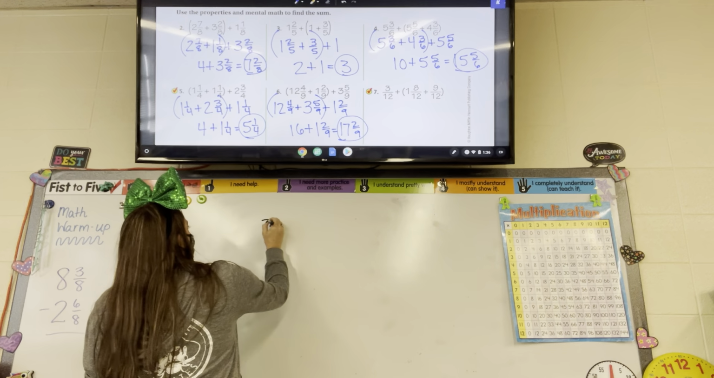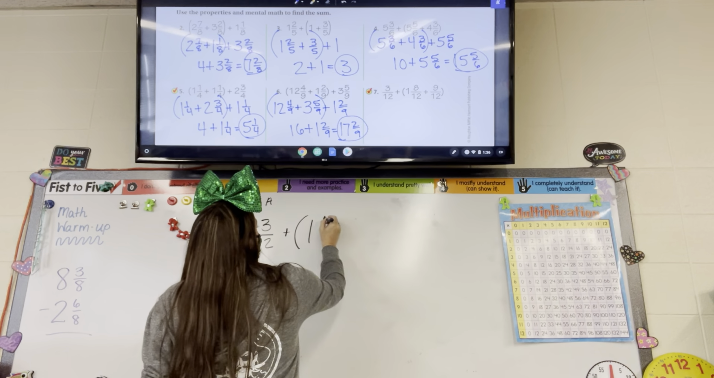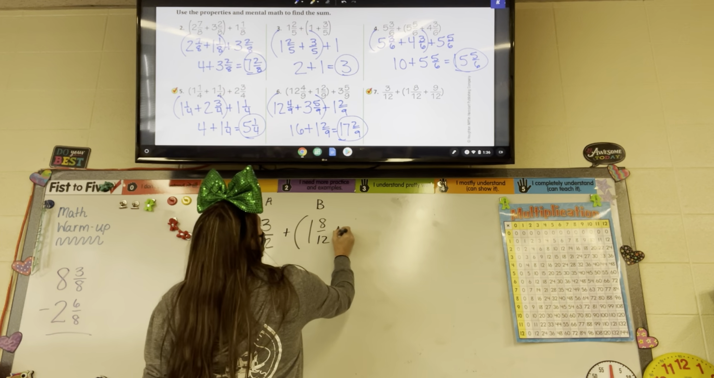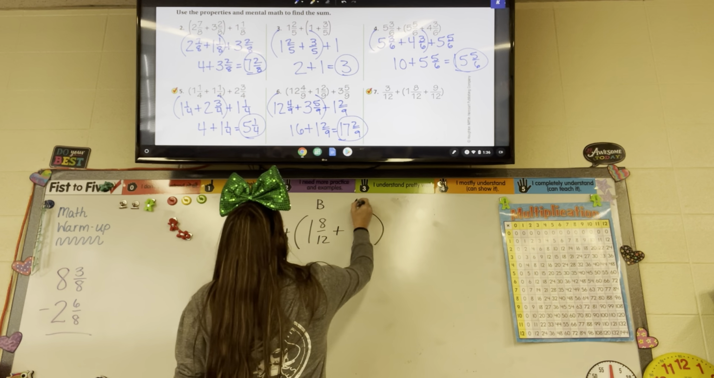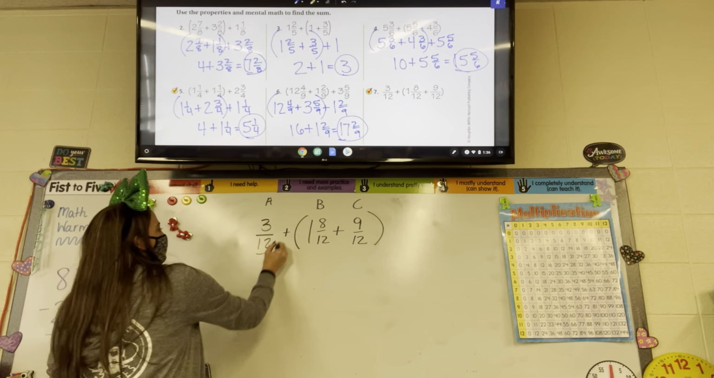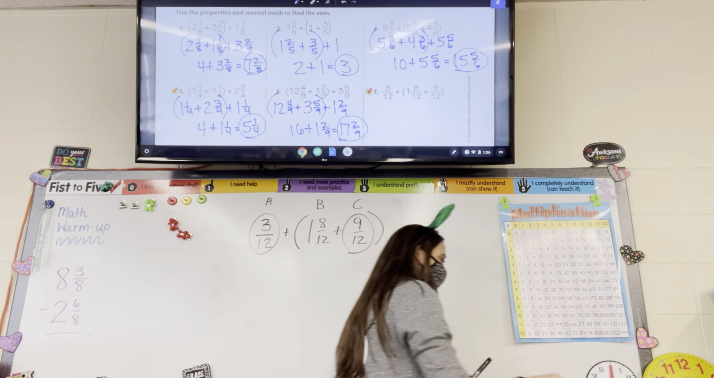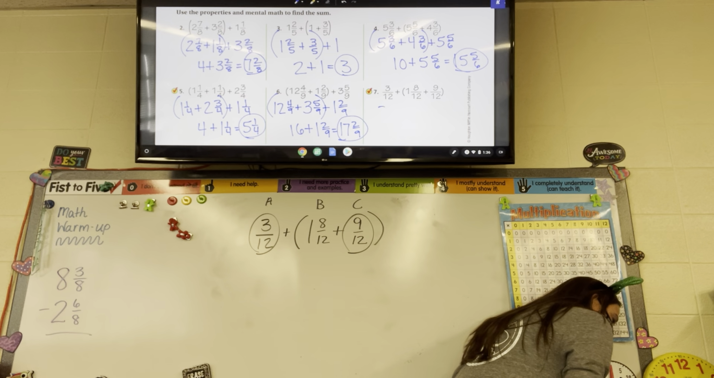All right, so we have 3/12 is addend A, plus 1 8/12 is B, plus 9/12 is C. So what two addends should we do together first? A and C. Because 3/12 plus 9/12 equals what? A whole. There you go, girl. Nice job. And lucky for us, there's not even any whole numbers attached to these two fractions. So how many wholes are in our parentheses? One whole. Very good. 1 plus 1 8/12 equals 2 wholes and 8/12.